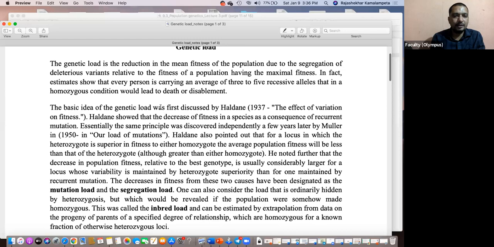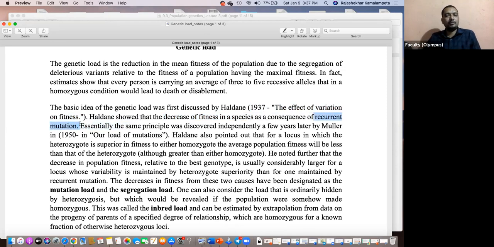So the basic idea of genetic load was first discussed by Haldane in 1937. So this concept began in the 1930s. Haldane wrote something called the effect of variation on fitness. He was discussing how variation or change in DNA sequence affects fitness. When he was studying this, he came up with the idea of genetic load. And he showed that the decrease of fitness in a species is a result of recurrent mutation.